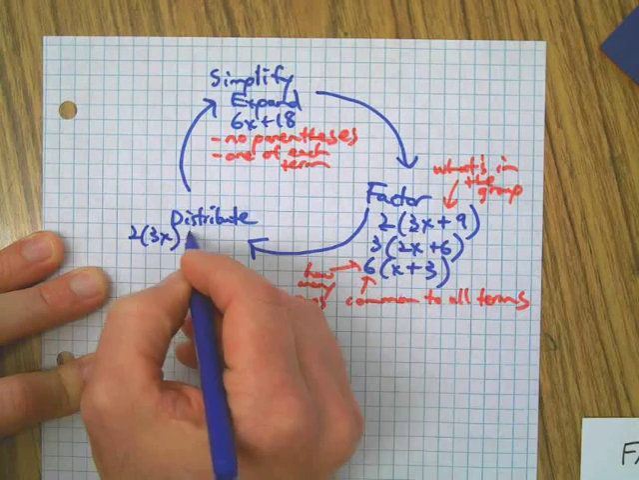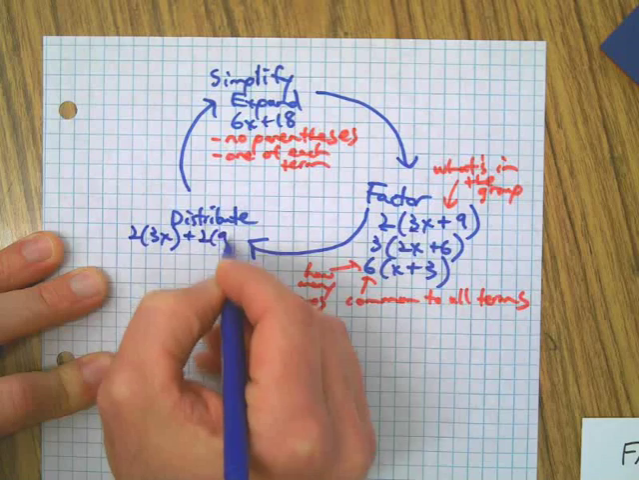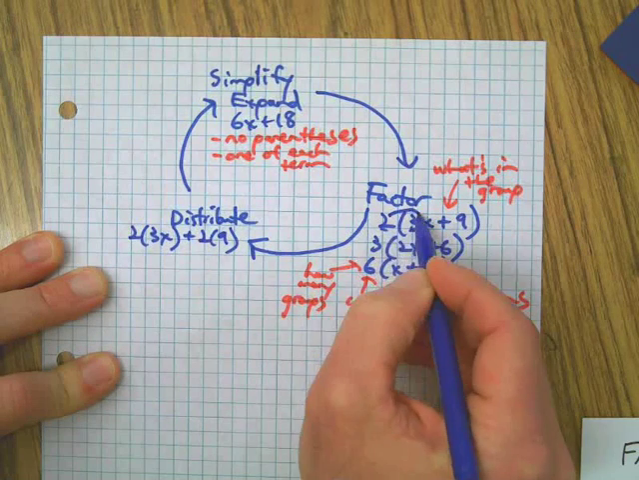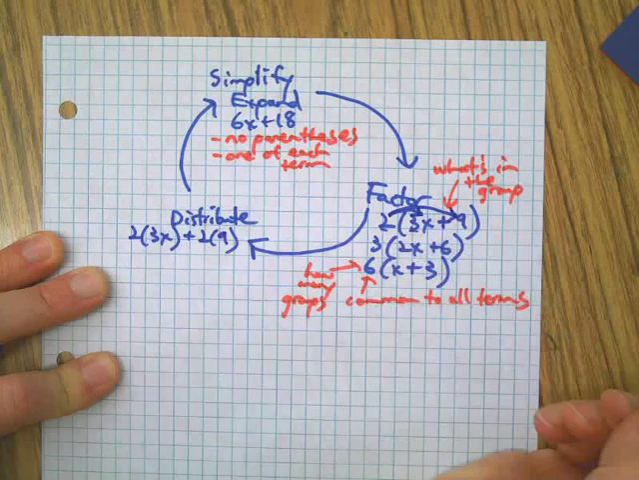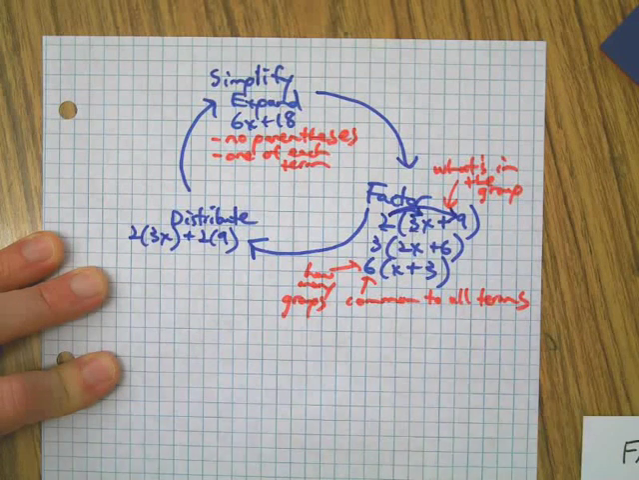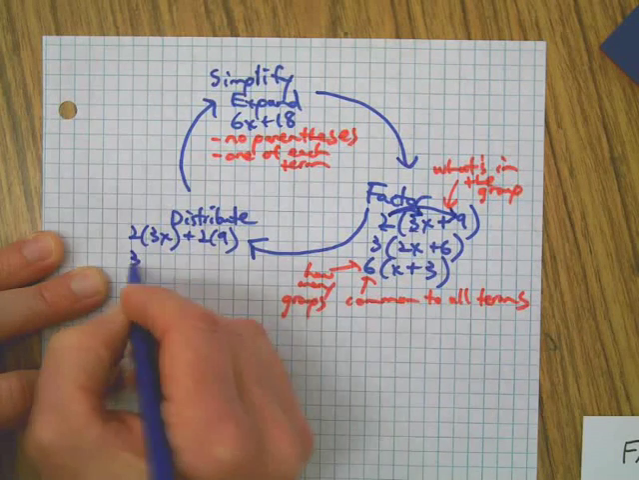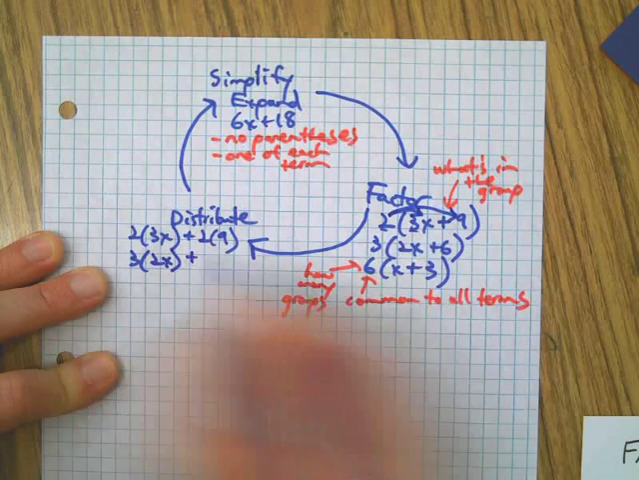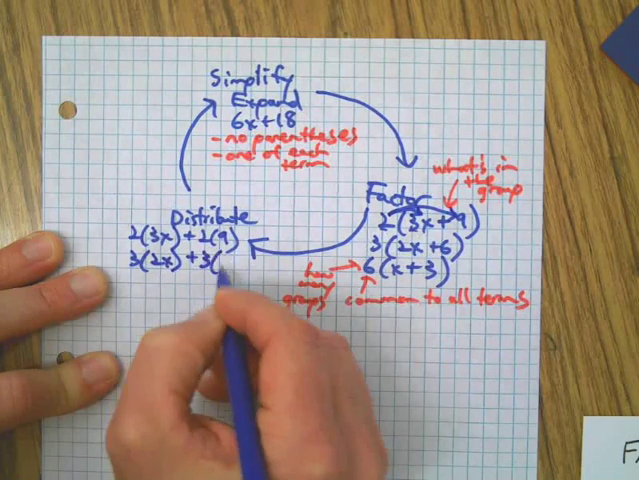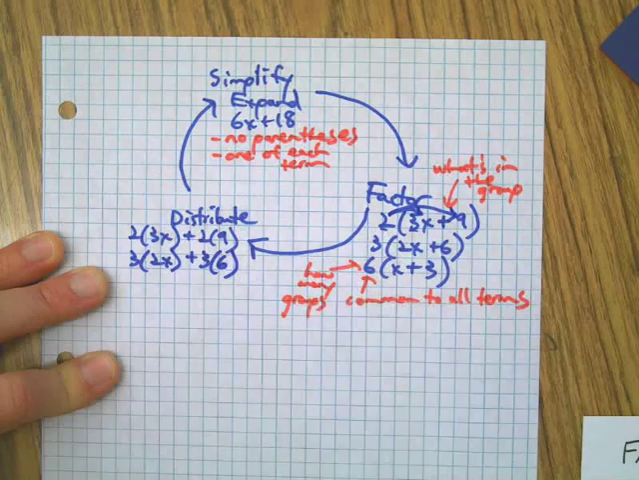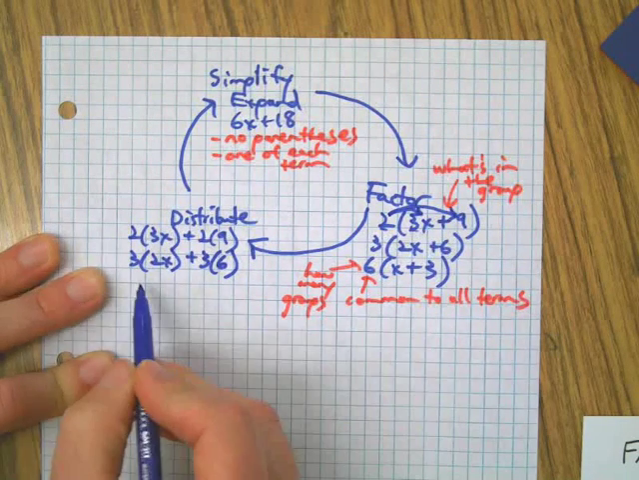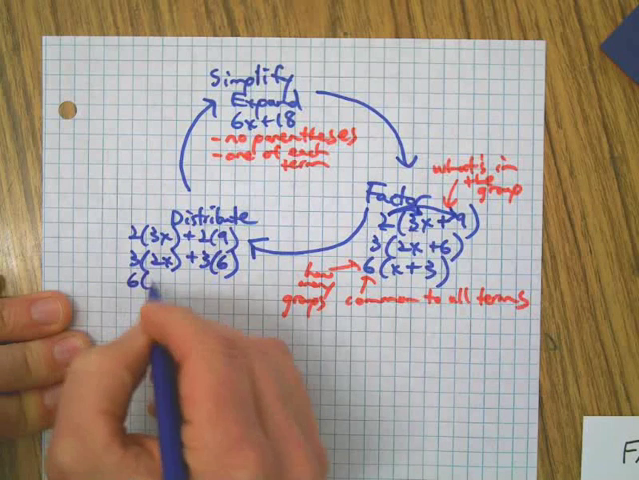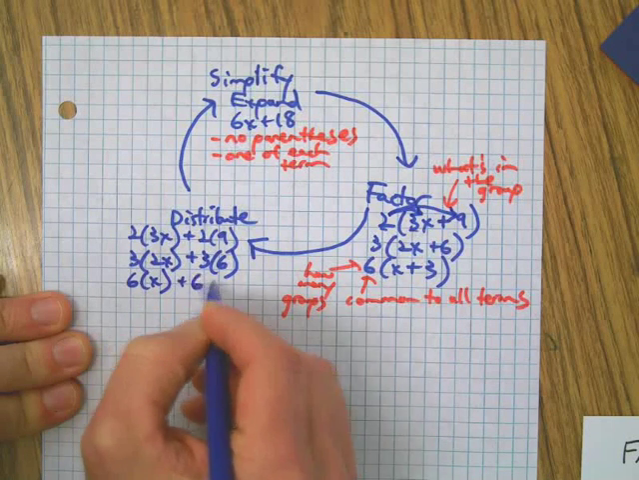We have 2 times 3x and 2 times 9. Right, that 2, in this case, got distributed to both terms inside the parentheses. All terms inside the parentheses, okay? So in the next problem, 3 times 2x and 3 times 6. This shows that you understand distribution, and also, more importantly, it gives you yet another way to write an equivalent expression.